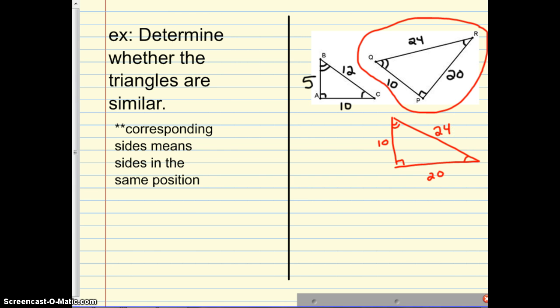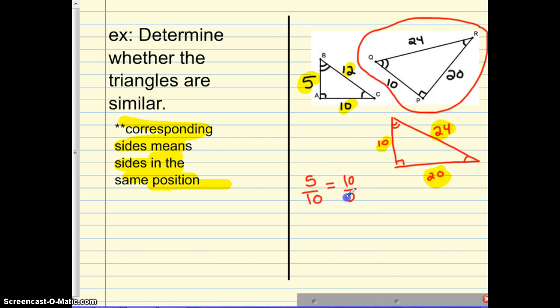Now it's really easy to see which sides are corresponding. Corresponding means in the same position. So for example, our 5 and our 10 are in the same position, our 10 and our 20 are in the same position, and our 12 and our 24 are in the same position. Now we're going to test and see if these sides are proportional, and to do that we are going to set up a proportion. So since 5 and 10 match up, I'm going to go 5 over 10. And since 10 and 20 match up, I'm going to put 10 over 20.